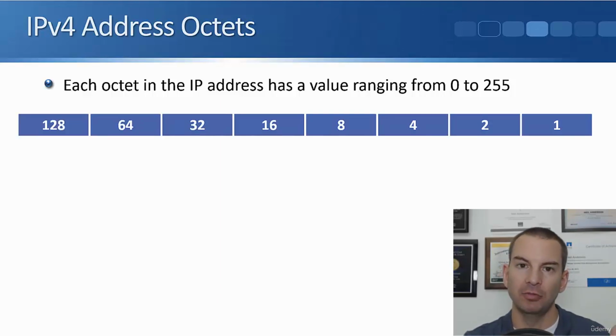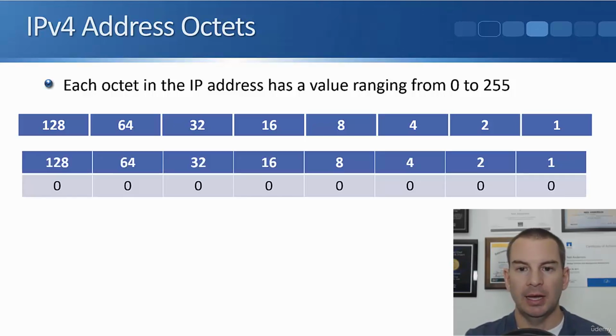It's binary, so the rightmost bit is going to be either a 0 or a 1, and then we double each time we add a bit to the left. So it goes 1, 2, 4, 8, 16, 32, 64, and 128. It's binary, so we multiply by 2, we double each time we go up. And the values are going to range from 0 to 255 for each octet in our IP address.